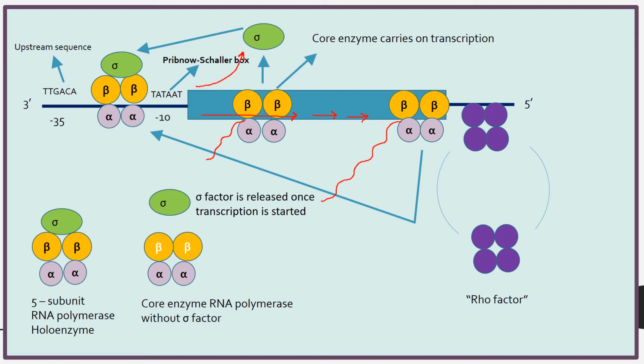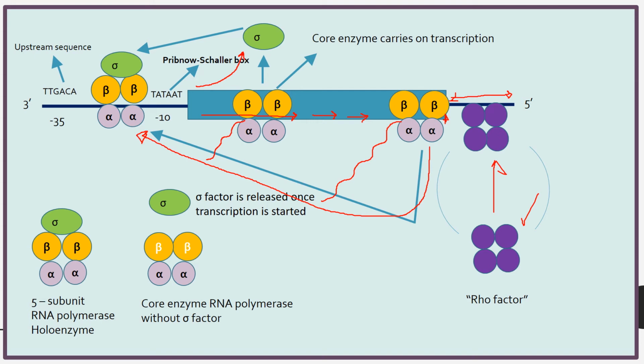When the core enzyme reaches near the terminator, the terminator has specific sequences. These sequences are identified by a rho factor. The rho factor is attached at the terminator. The core enzyme, the RNA polymerase, will leave the template strand, and if the process of transcription is required again, then it will go toward the area of the promoter where the attachment will take place.